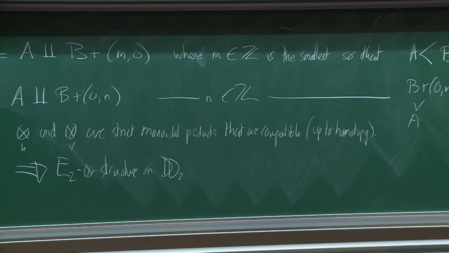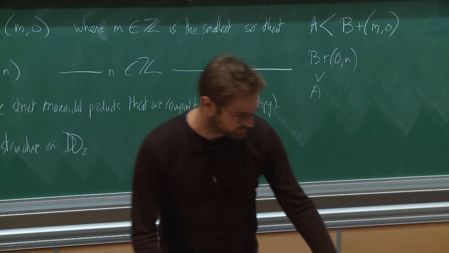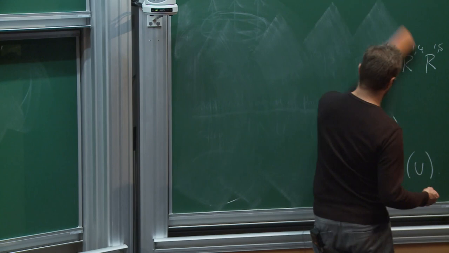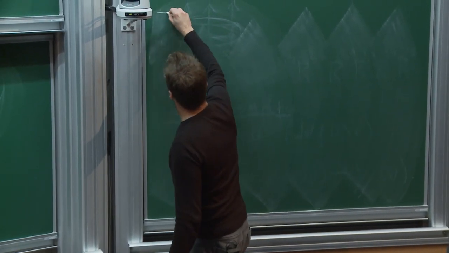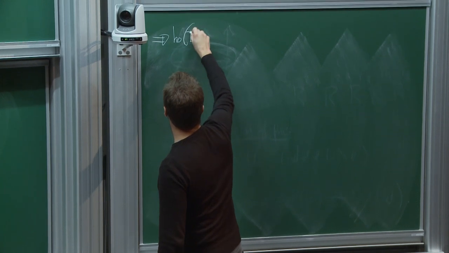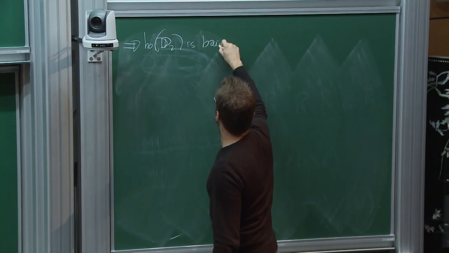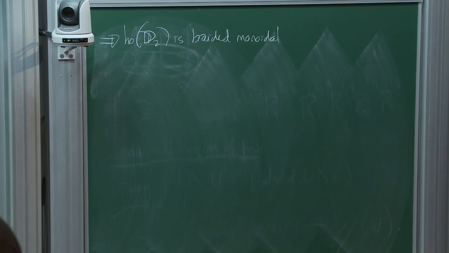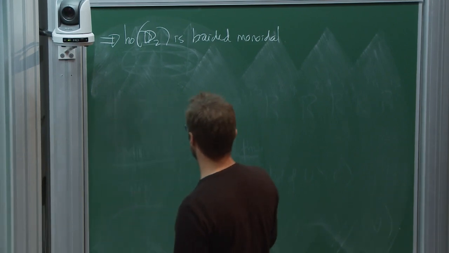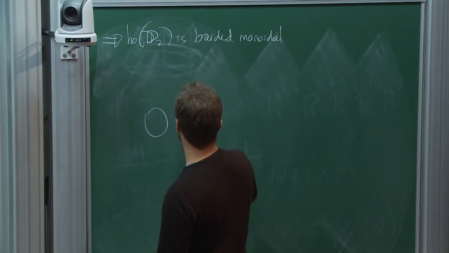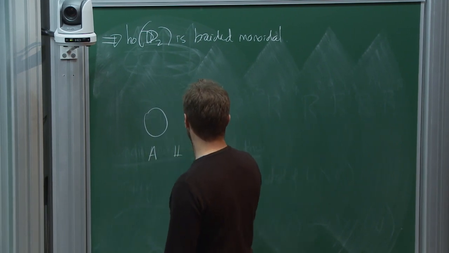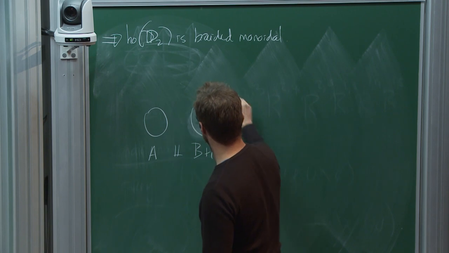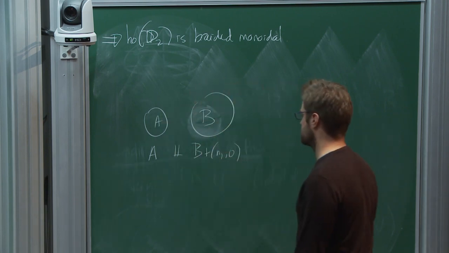So in particular, if we mod out by isomorphism and go to the homotopy category, it's going to be an actual braided monoidal category. So the consequence is that the homotopy category of DD2 is braided monoidal. And actually, the braided monoidal structure in this case is pretty easy to write. You have two open subsets, A disjoint union B plus some M0, that's a bigger one. So that's A and B plus M0.